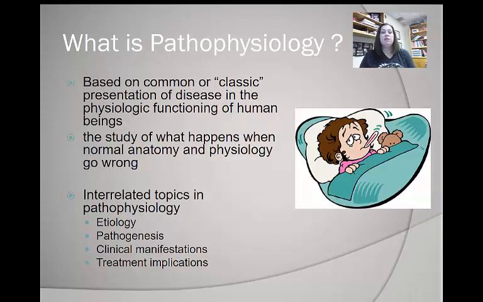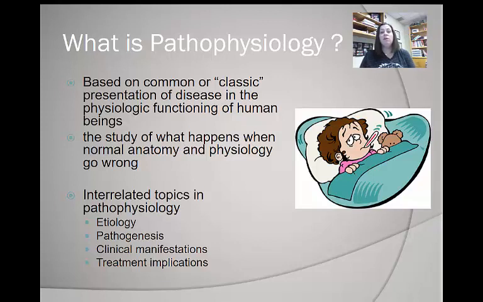Now, there are some interrelated topics that go along with pathophysiology. We see that there is etiology. This is going to be the study of what causes a disease. Pathogenesis is the organization and how the disease progresses. We have clinical manifestations. This includes things like signs and symptoms. So these are what the patient presents with when they have a certain kind of issue. And then also the treatment implications. How do we treat when these things go wrong? All right, so these are some related things.